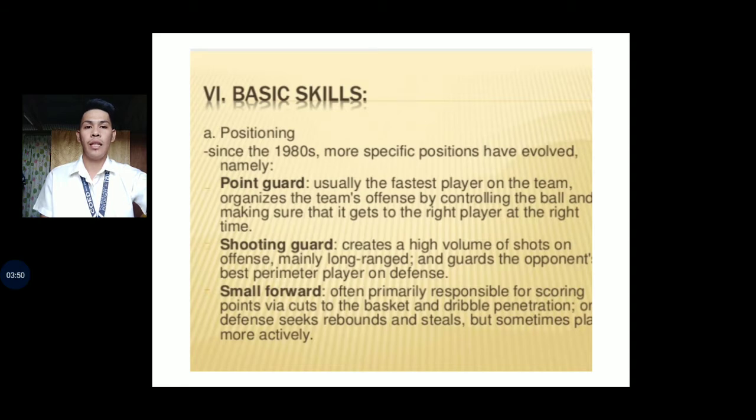Since the 1980s, more specific positions have evolved. First is the point guard, usually the fastest player on the team, who organizes the team's offense by controlling the ball and making sure that it gets to the right player at the right time. Second, shooting guard, creates a high volume of shots on offense, mainly long range, and guards the opponent's best perimeter player on defense. Third, small forward, often primarily responsible for scoring points via cuts to the basket and dribble penetration, or on defense for rebounds and steals, but sometimes plays more actively.